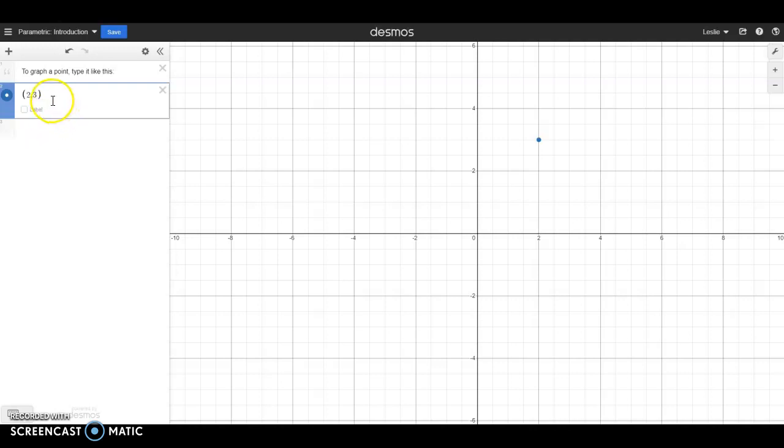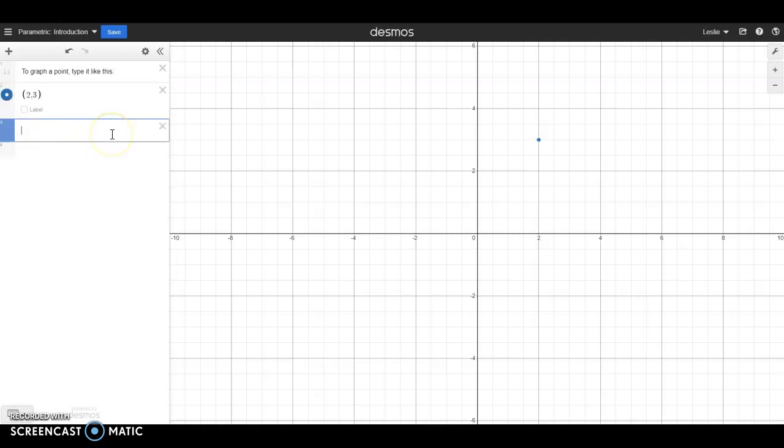But with parametric equations, it's a little trickier because there are actually three variables involved. Two of those variables are x and y, and the third one is the parameter, t. The good news is that it's easy to do if you just remember that what you're really plotting is x and y, in the same way as I've plotted the point 2, 3, which is here, by typing in the coordinates of that point, 2, 3. So that's just x, y.